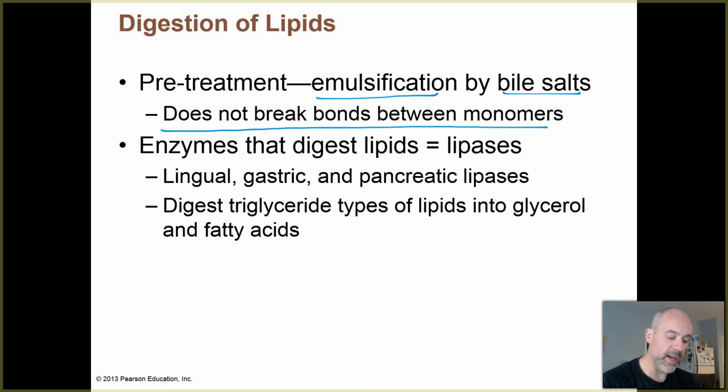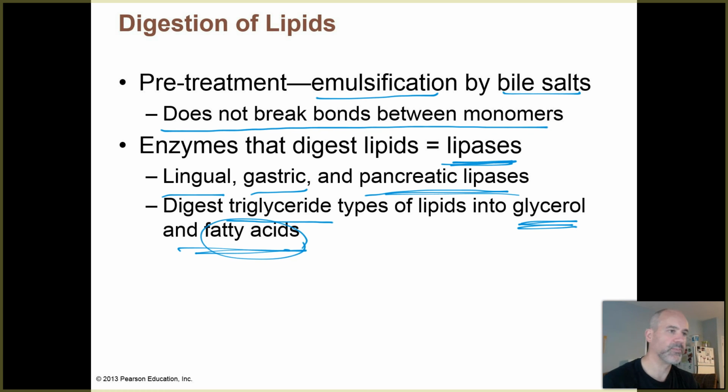We need lipase enzymes to break apart lipids. The tongue makes some, lingual lipases, the stomach makes some. The pancreatic lipases are going to do the bulk of the job. And the goal here, most lipids that we take in from our diet are triglycerides, like when you eat a fatty steak, all the fat in the steak, most of that consists of triglyceride type lipids. And the building blocks of those are glycerol and fatty acids.